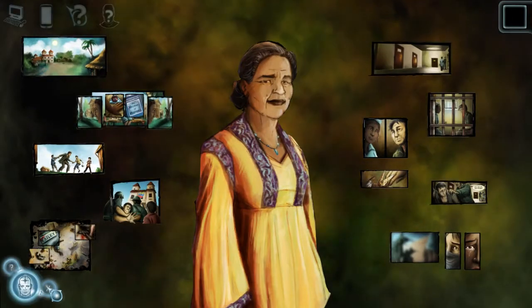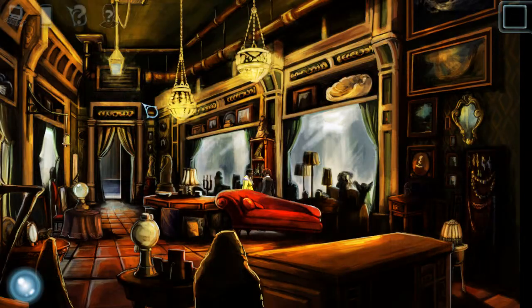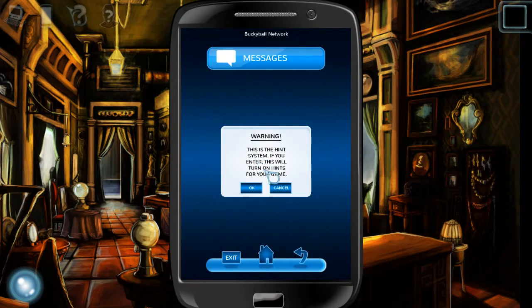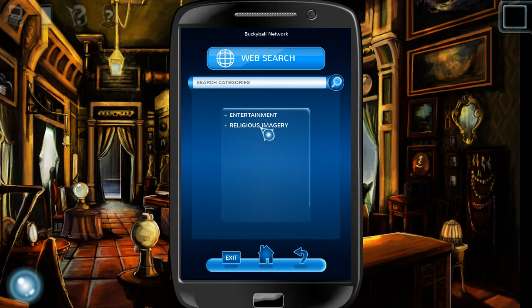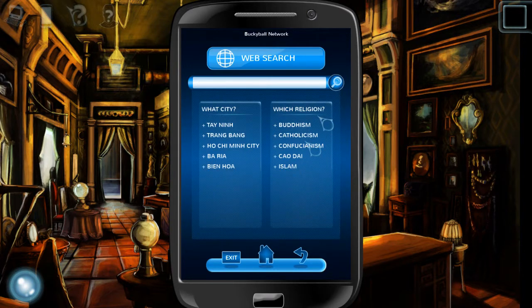So, when we learned that that was a Caodai temple, you actually have a new web search. Oops, I don't want the hints. Although I may bring this back because I actually did write some of the hints this time, but not in this way. In any case, we now have religious imagery. Rose said that the village was Trang Bang, and that the religion was Cao Dai.